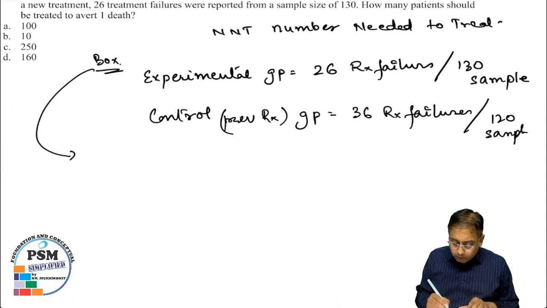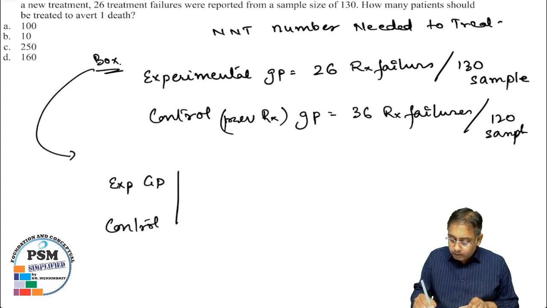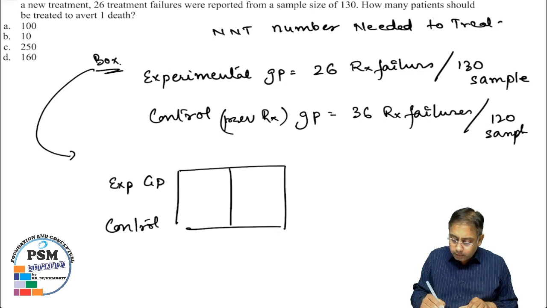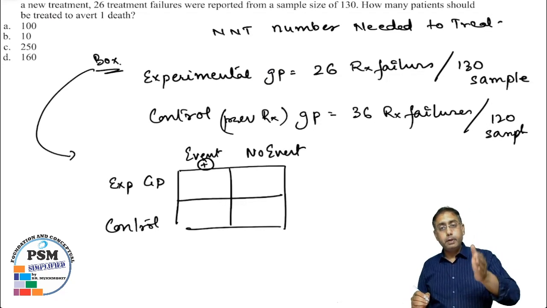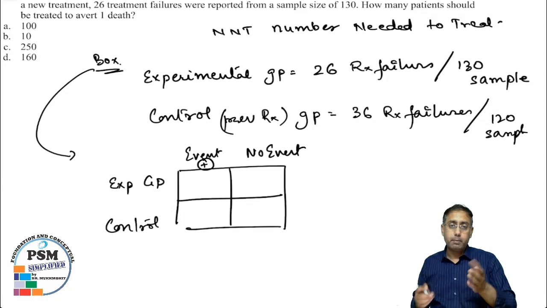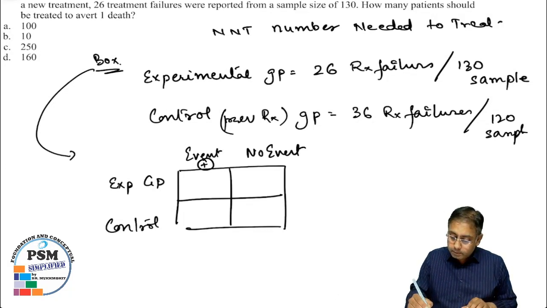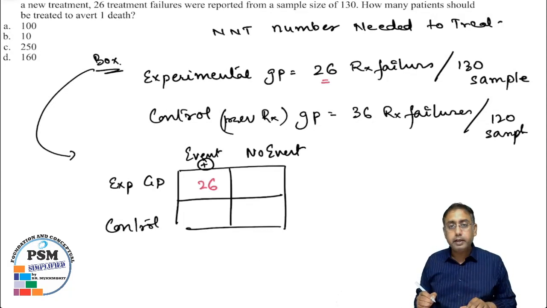So I will make a box in the experimental group and in the control group: the number of times the event or the death happened and no event happened. So I can fill up the answers in this. Experimental group, how many times did the event happen? You know it from there. In the experimental group, 26 times the death happened.